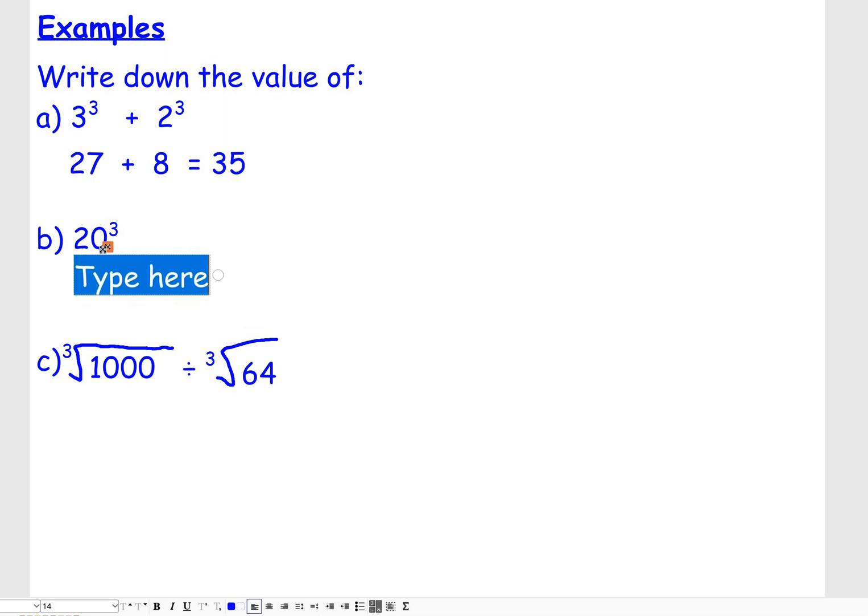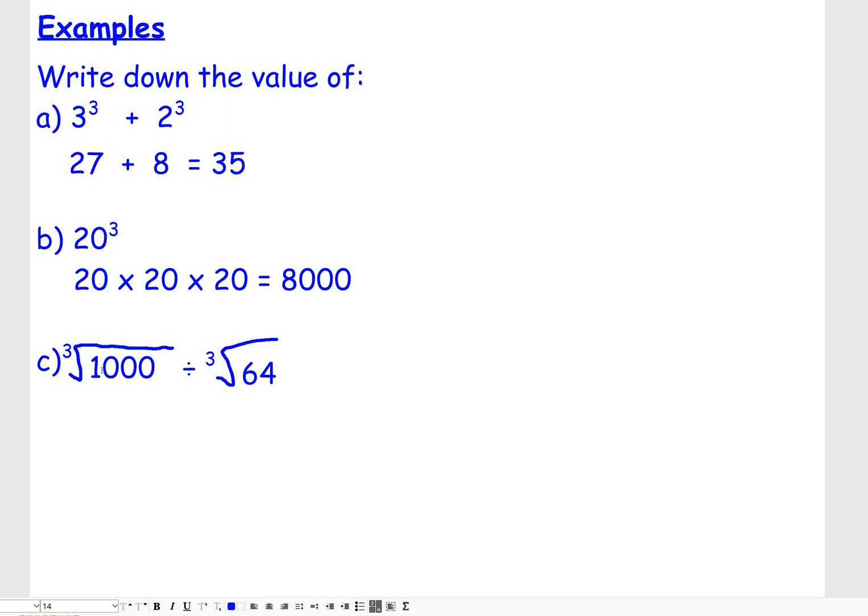Next, 20 cubed. So with this, I always like to write it out in long first. So 20 cubed means 20 times 20 times 20. So if we deal with the 2's first, and then we can add on the zeros at the end. So 2 times 2 is 4, times by 2 is 8, and then we've got 1, 2, 3 extra zeros in the question, so we can add them into our answer. So 20 cubed is equal to 8,000.